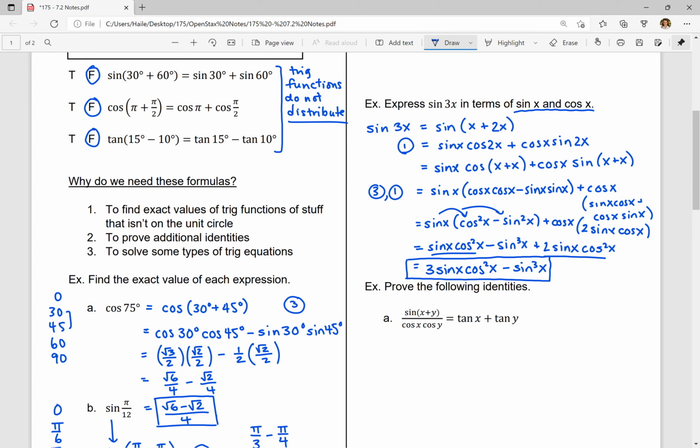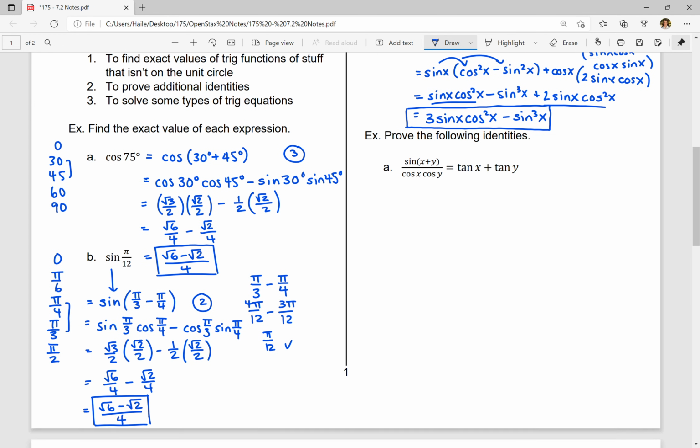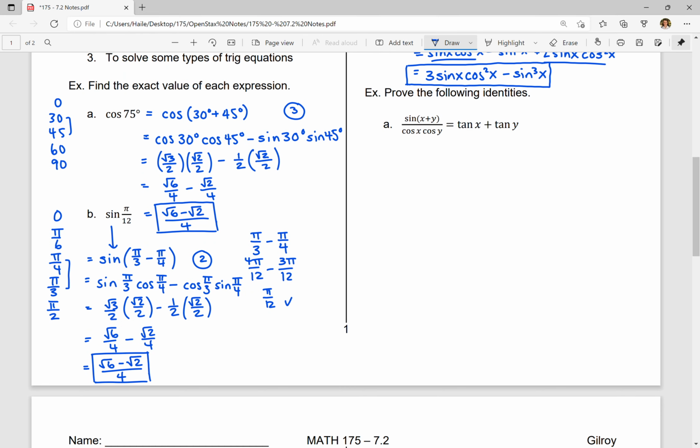All right, now that we've talked about how to use the formulas, and we've done a little bit of algebra with them, we're going to go back to what we did in the previous section and try to prove some identities. Just to remind you, when we prove an identity, we're not solving an equation, and we're also not simplifying both sides of the equation and seeing if we get the same thing. What we want to do is pick the complicated side and try to simplify it and turn it into the other side.